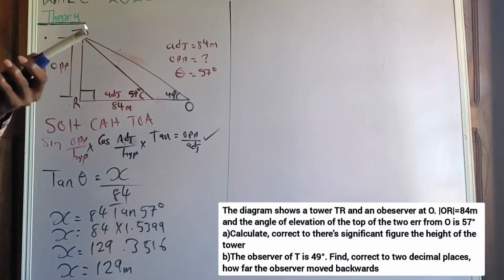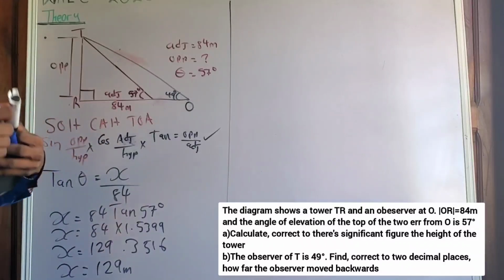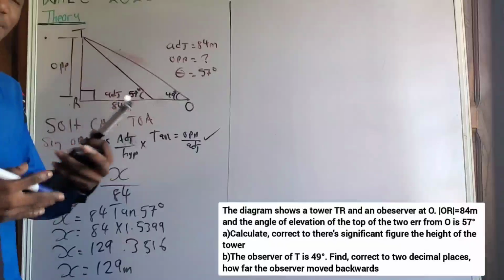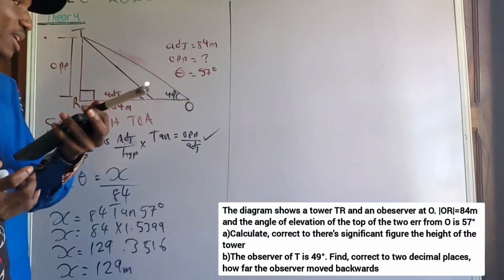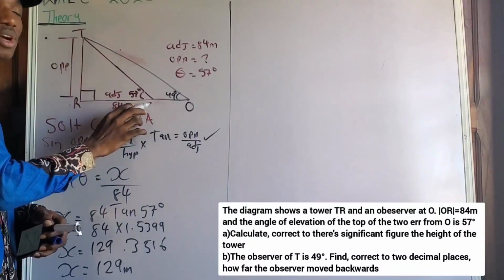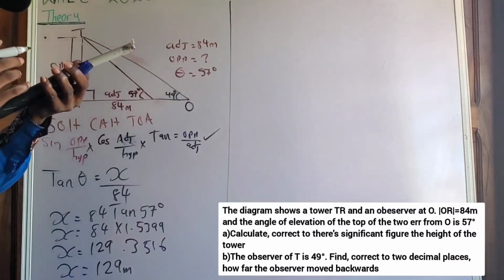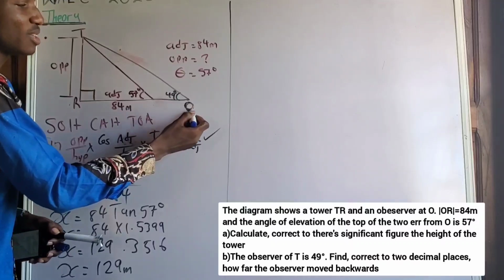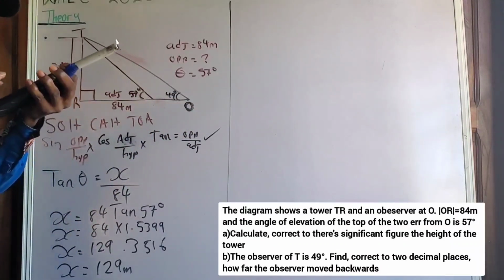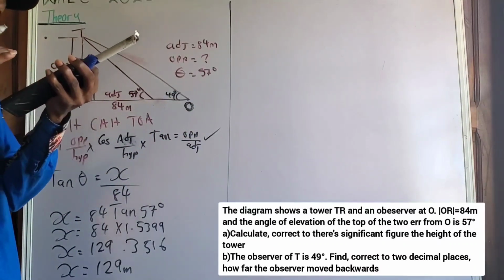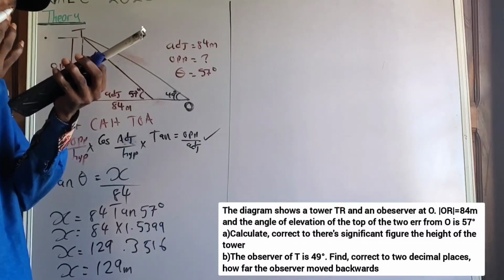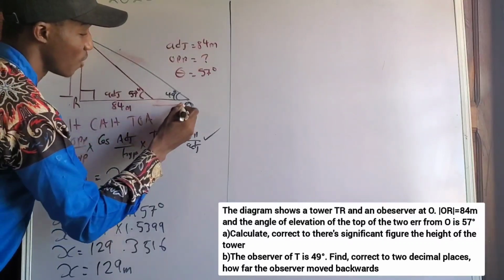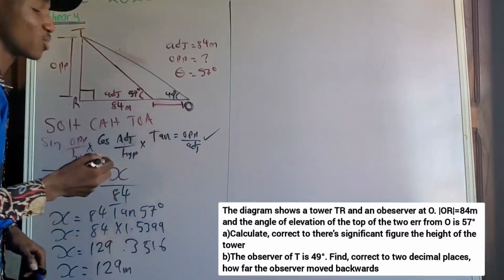Okay, so let us proceed. Let me tell you, in dealing with angles of elevation and depression questions, you have to know how to interpret. This is where the observer is before. Because the observer moved in a straight line until the angle of elevation becomes 49 degrees, he moved backwards. So this is where the observer is now. Now we are asked to calculate, correct to 2 decimal places, how far the observer moved backward. Do you know what we are looking for now? This is the distance that we are looking for, the shortest distance here. That is what we are looking for.